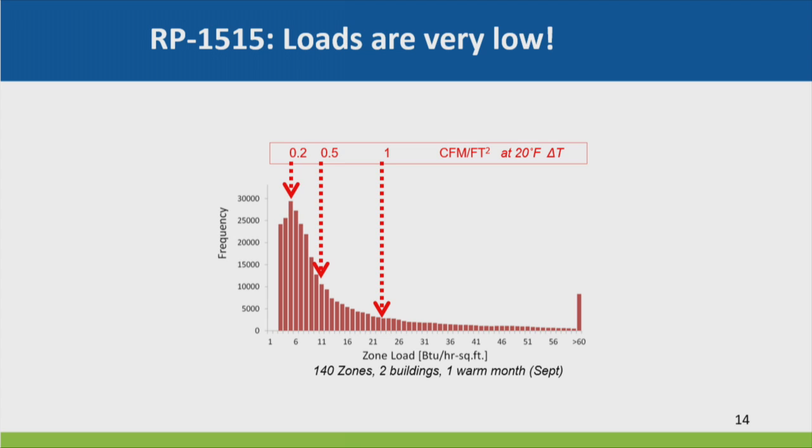We did a research project called RP1515, which we did jointly with the Center for the Built Environment, UC Berkeley. And the idea was to test whether this dual max sequence actually worked in the field. People had concerns that, wait a minute, you're dribbling air into the space. Isn't that going to cause stuffiness? Isn't that going to make people unhappy? And the stratification can be worse. I mean, does this really work? It works theoretically, but does it work in real life?